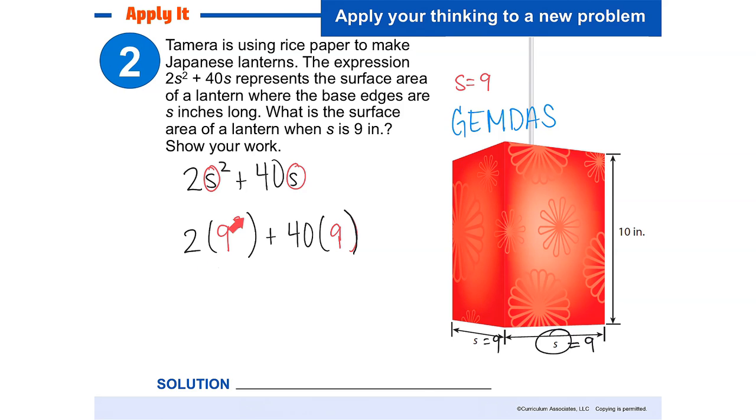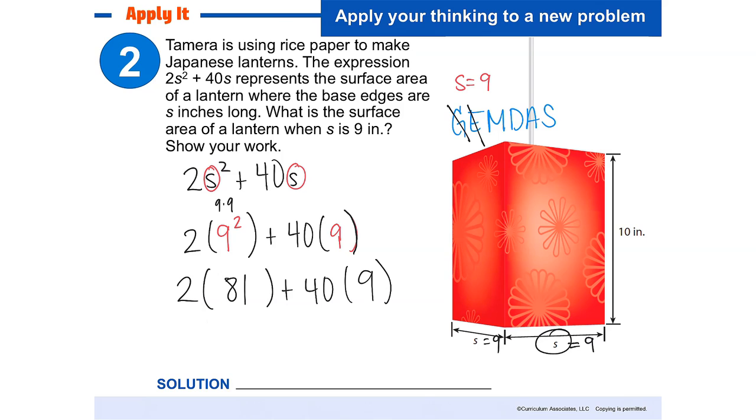But in this parenthesis, I see that there's an exponent that needs to be simplified in here. So I'm going to do that one first. So I have 2, and then 9 squared is 9 times 9. So this is the same as 9 times 9, which is 81, plus 40 times 9. So I've done my grouping. I always like to rewrite my problem once I've solved one step. Now looking at my order of operations, I've done groupings. Do I have any exponents that I need to solve? Nope.